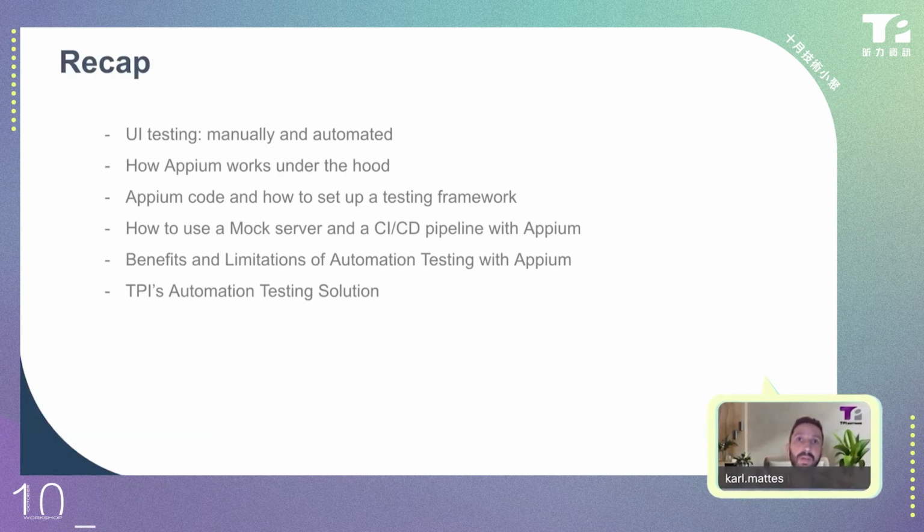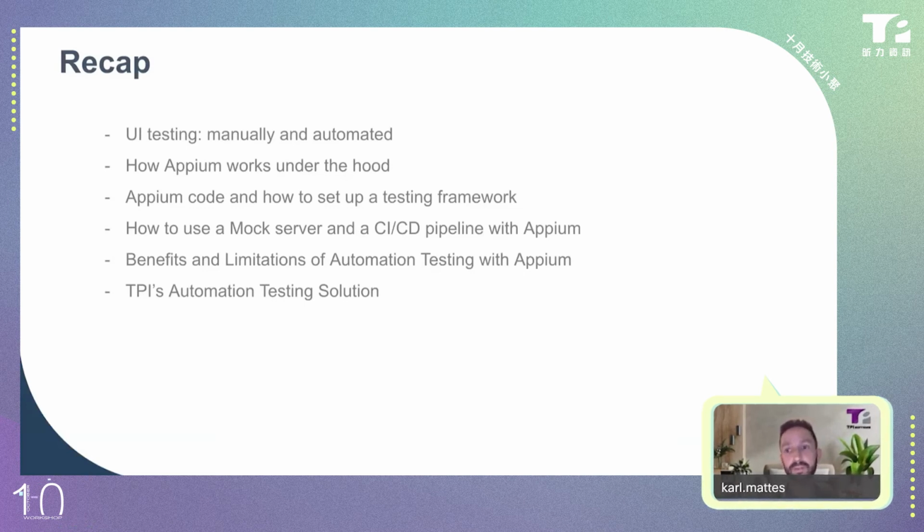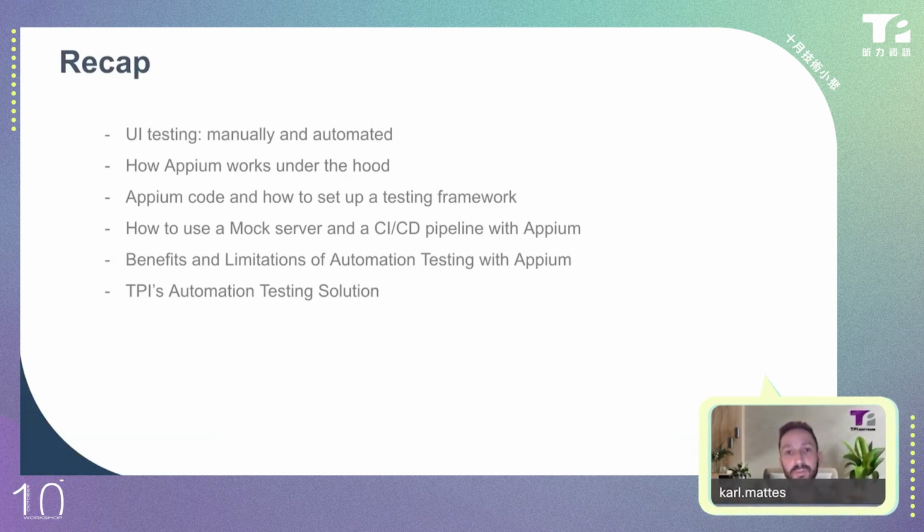We had a quick look at how we could use a mock server or a CI/CD pipeline to improve our automation testing. And we finally elaborated on the benefits and limitations that come with Appium. Last but not least, of course, we also learned about TPI's own automation testing solution and which benefits it can provide to you. Thank you, everyone, for listening.